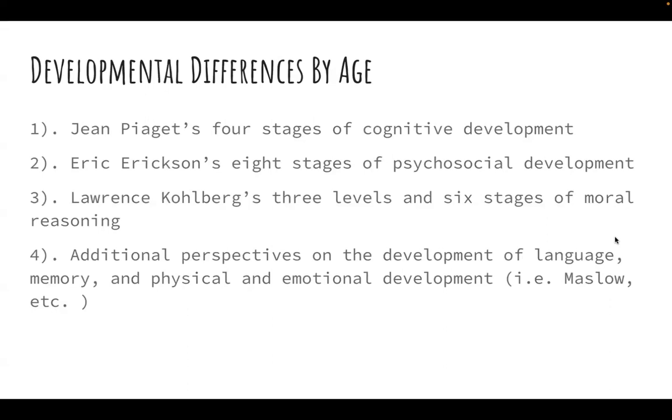And you have Erikson's 8 stages of psychosocial development. And those are also in this PowerPoint a little bit above. Then you have Lawrence Kohlberg's 3 levels and 6 stages of moral reasoning, and additional perspectives that we utilize, different perspectives, different diversities.